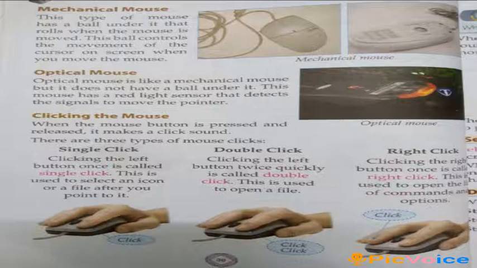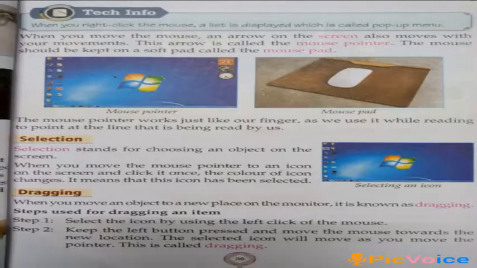Double click. Clicking the left button twice quickly is called double click. This is used to open a file. Right click. Clicking the right button once is called right click. This is used to open the list of commands and options. Page number 39.